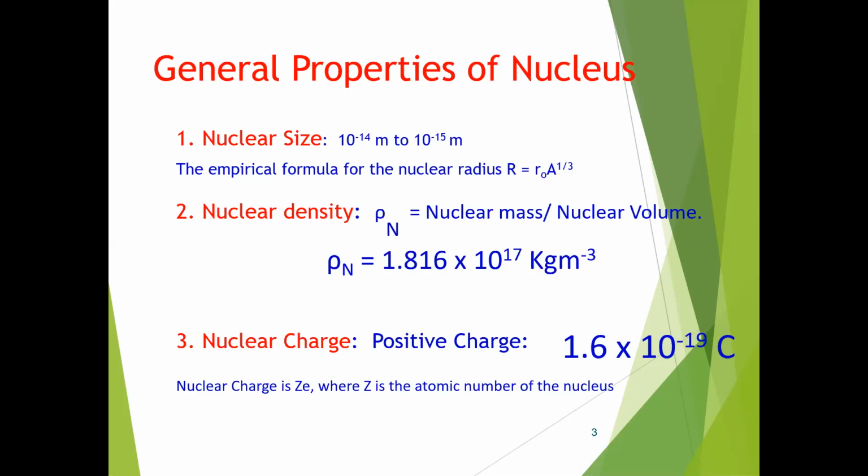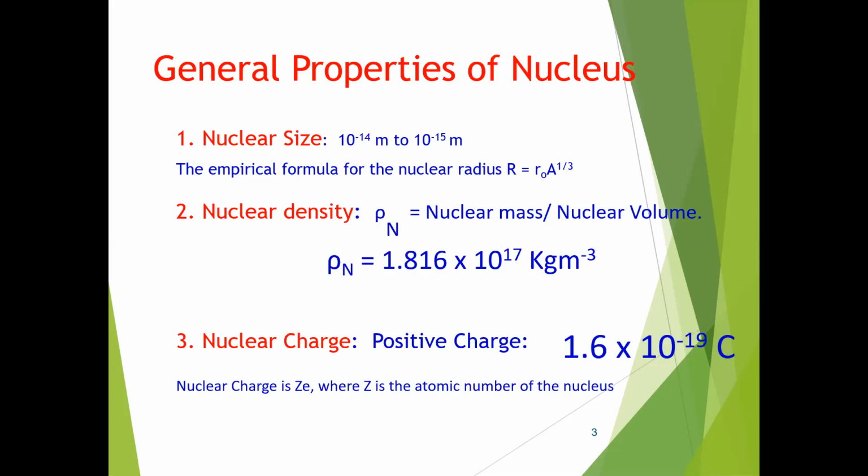For example, if you take the hydrogen atom, A is equal to 1, that will give R equal to 1.3 Fermi. 1 Fermi is equal to 10 power minus 15 meters. If we take the carbon atom, the mass number is 12. So R is equal to R0 A to the power of 1 by 3, that is 1.3 into 12 power 1 by 3, which is approximately 3 Fermi.